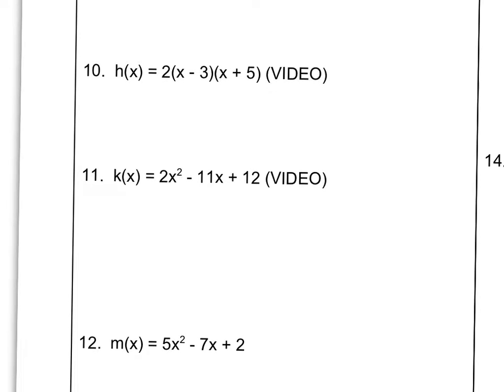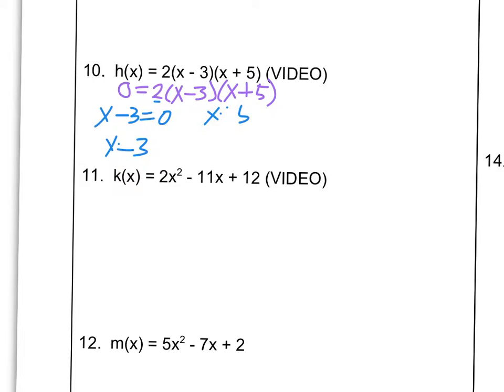For number 10, this is just really making sure that you have an idea that if you're trying to find the zeros and you're in factored form, both of these factors, both of these parentheses, could be 0. The 2 we can ignore because 2 never equals 0, but x minus 3 equals 0 when x is equal to 3, and x plus 5 is equal to 0 when x is equal to -5.